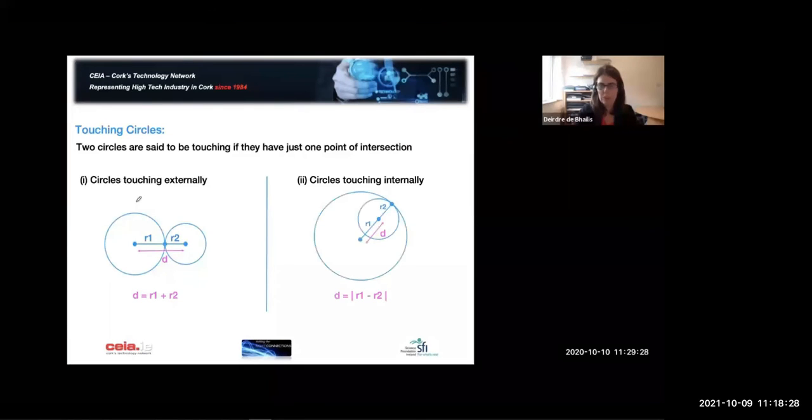The second option is if they're touching internally. And in that case, the distance between the two center points is equal to the radius of the first circle minus the radius of the second circle. Now it's the modulus of that because we're looking for a distance. We're not concerned with the direction. We're not concerned about whether it's positive or negative. We just want to know that value.